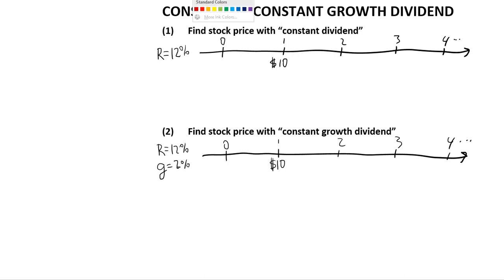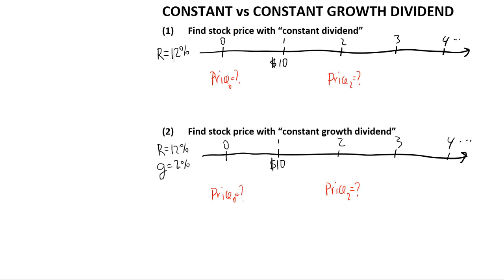What we want to find, let's change the color to red, is two things. So what's the price today? And second, what's the price in 2 years? And we want to do the same calculations here. What is the price today? And what will be the price in 2 years?